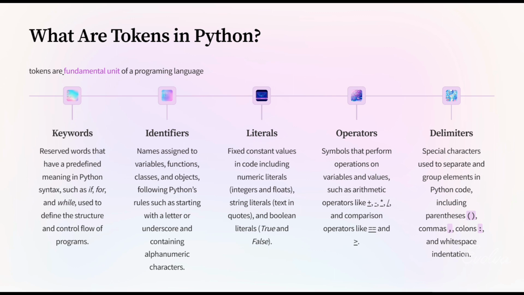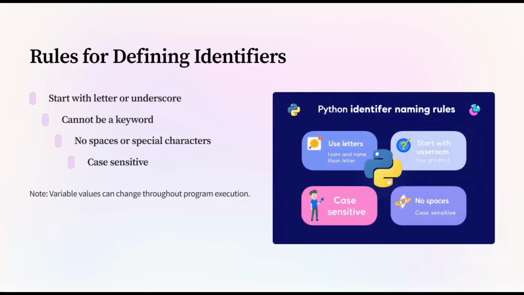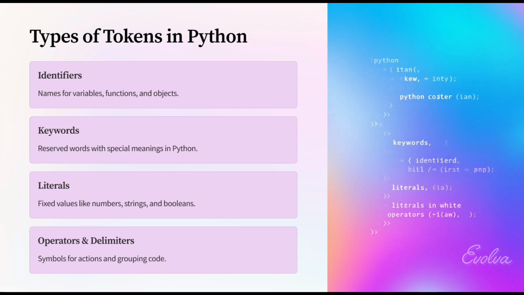Next is a very important topic, that is tokens. A token is the smallest element of a Python script, or we can say it is the fundamental unit of a programming language. Let's see the types of tokens. First is the identifier. The name of any variable, constant, function or module is called an identifier. The most commonly used identifier is a variable, which names a memory location that contains a value. The value of a variable can be changed depending upon the execution of a program.